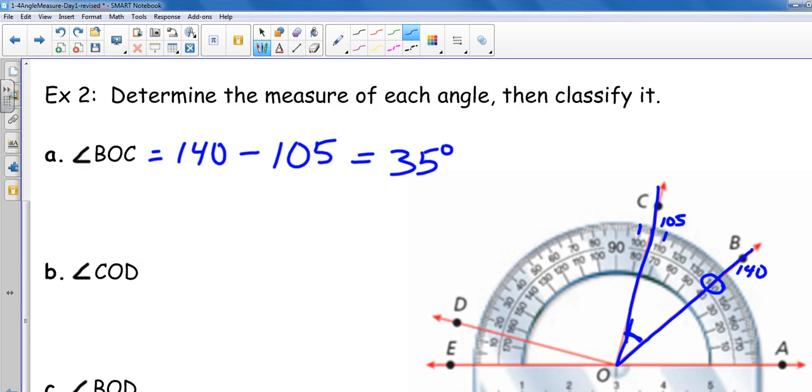Okay, if I'm going to classify that, hopefully you're going to agree with me that that's an acute angle. You've got 2 more to do. I'd like you to pause the video, try them, and then check your answers.